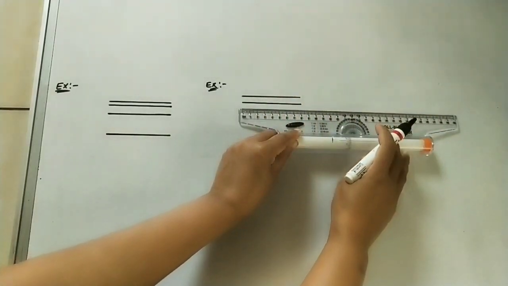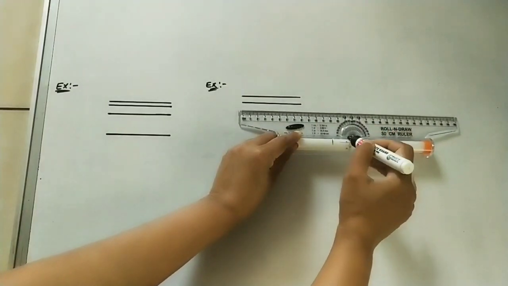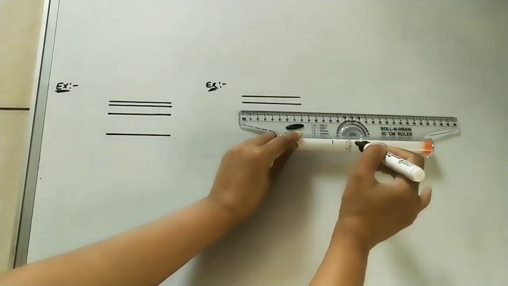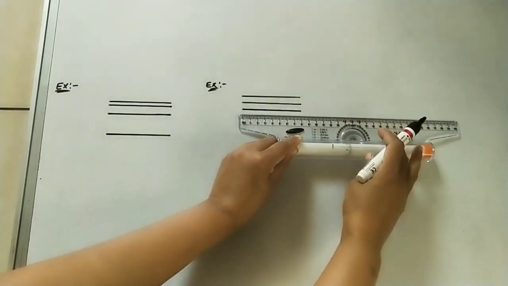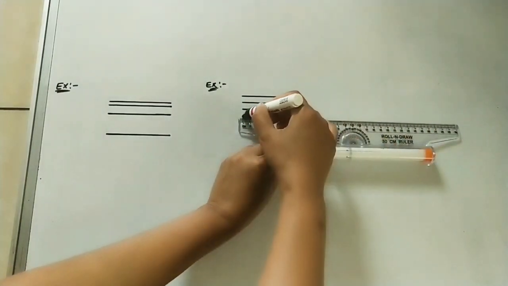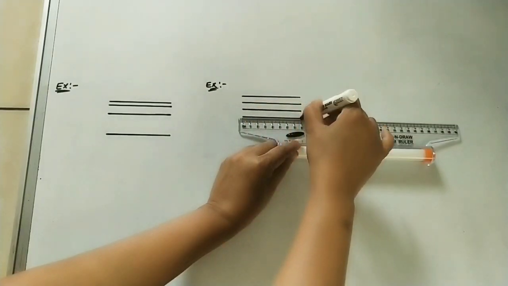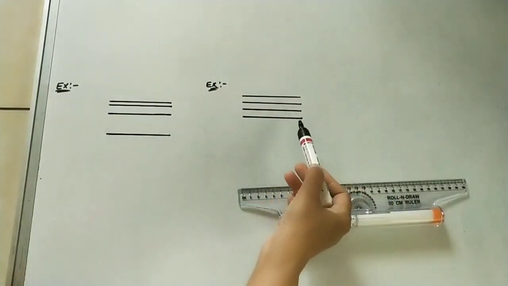Again turn this roller in downward direction. I keep this marker at 4, 8 centimeter line, and then keep this marker at 3, 1 centimeter line, 8 centimeter line. Like that we can do equidistant line, parallel lines.